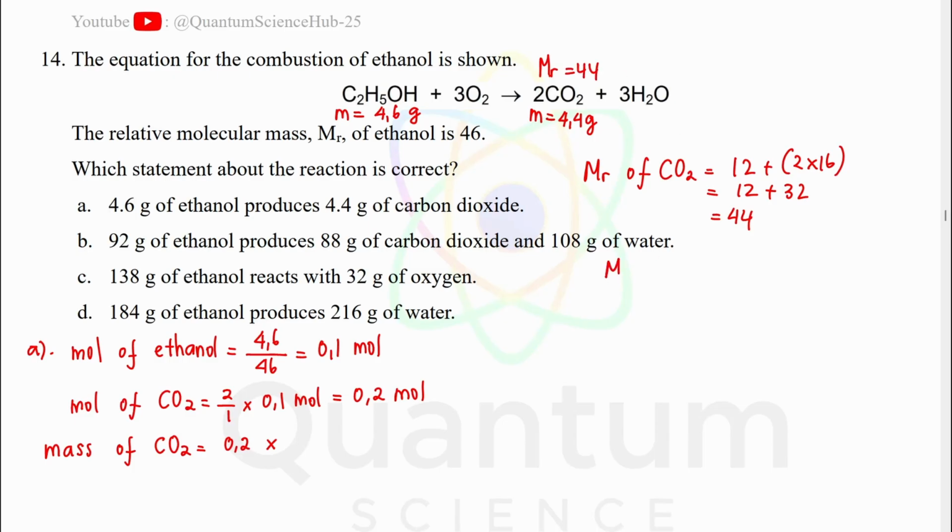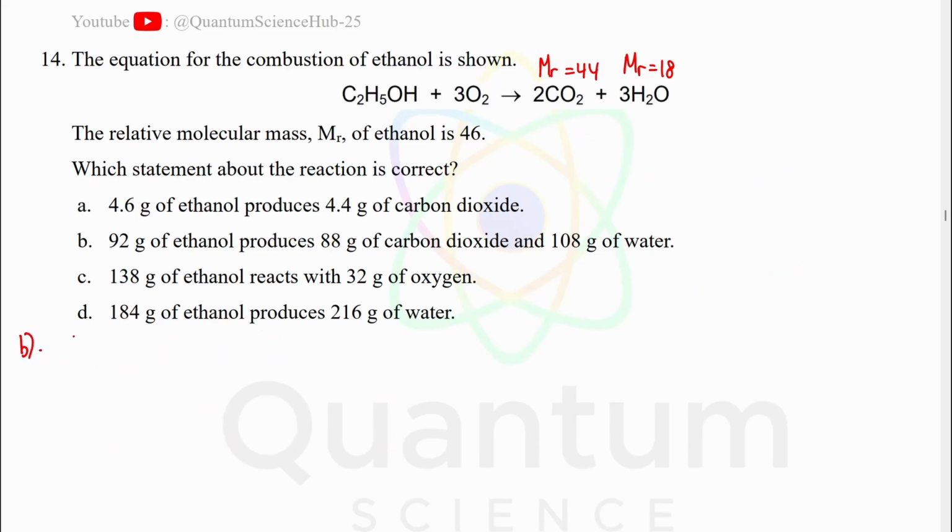And what about the Mr of water? The Mr of water is 2 times 1 plus 16, so it equals 18. So the Mr here is 18. So we times with the Mr of CO2, which is 44, so it equals 8.8 gram. Okay, so option A is wrong.